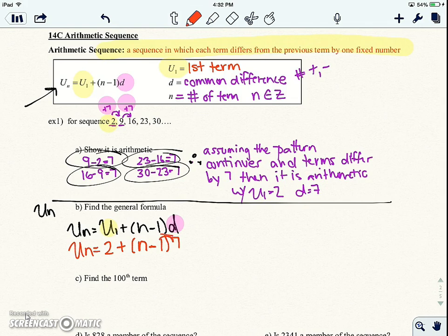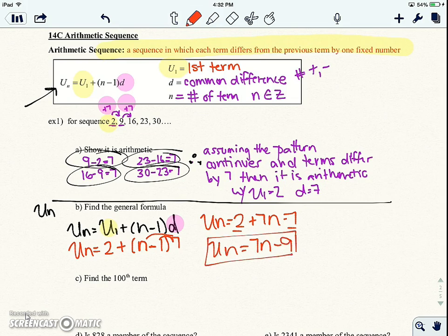So we're going to backwards distribute the 7. And we get u of n equals 2 plus 7n minus 7. And now we're going to combine like terms. U of n equals 7n minus 9. And this is the formula that would make our equation. And actually, negative 7 plus 2 is not 9 now that I look at it. Obviously that is negative 5.